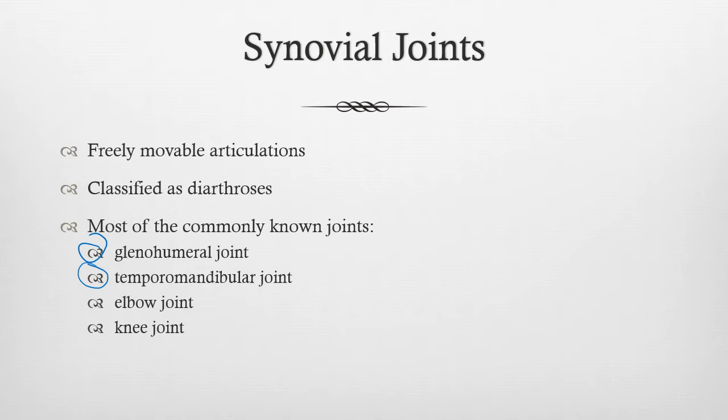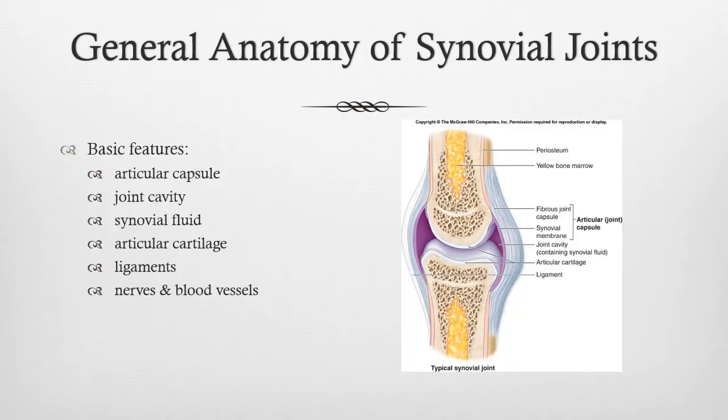The jaw has essentially just a hinge, versus the glenohumeral joint, your shoulder joint, which allows for quite a bit of movement. We've got a large range of motion there. Our elbow joint, our knee joint, our ankle, our wrist, all of which are synovial joints.